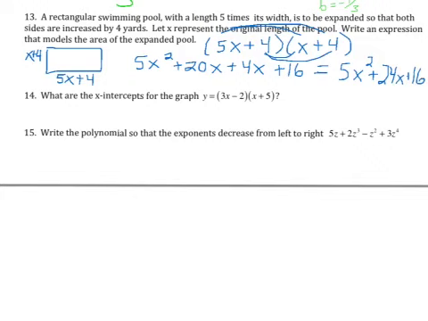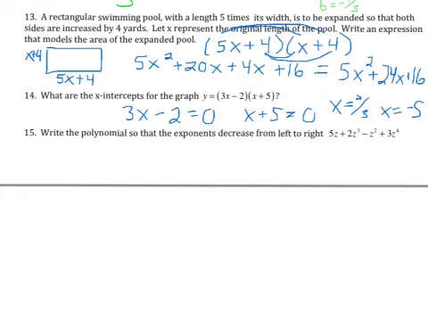For number 14, it says, what are the x-intercepts for the graph 3x minus 2 and x plus 5? The x-intercepts are the same as if we took each piece and set it equal to 0. So our x-intercepts will be 2/3 and -5. For the last problem, we need to write the polynomial in order. So that'll be 3z to the 4th plus 2z cubed minus z squared plus 5z.